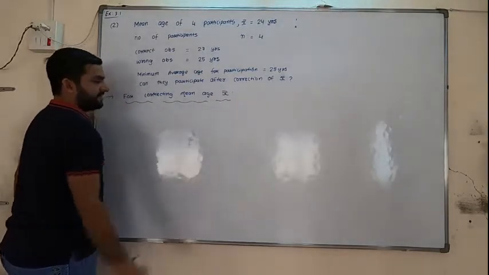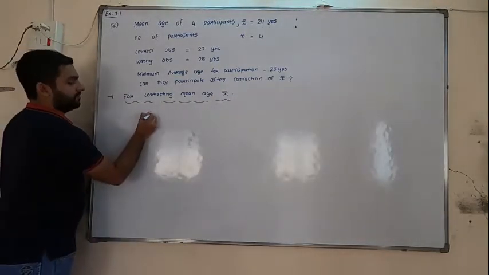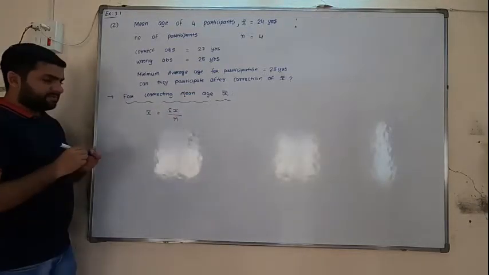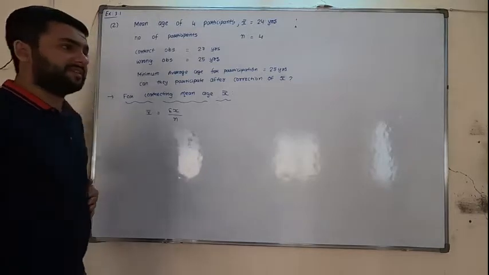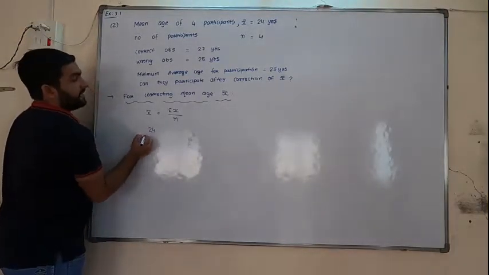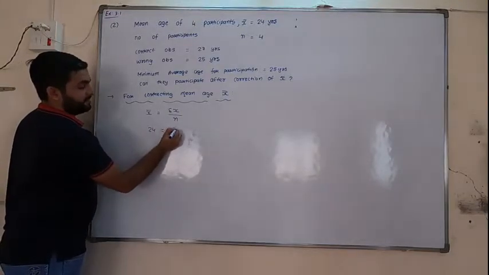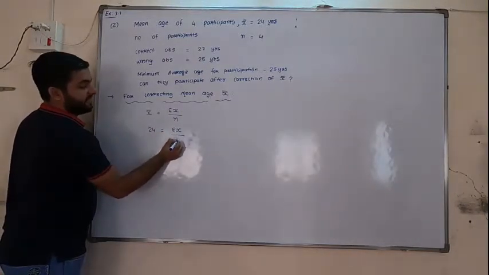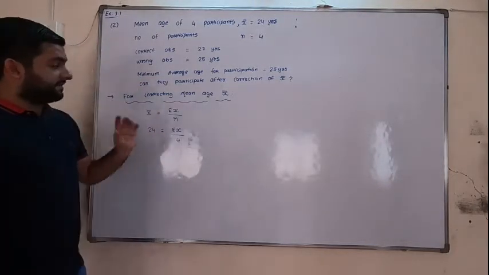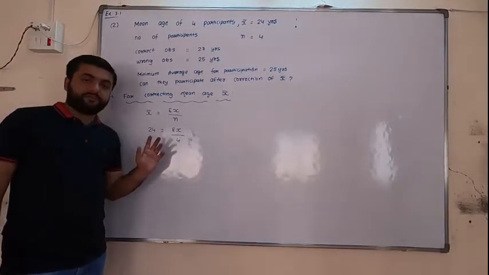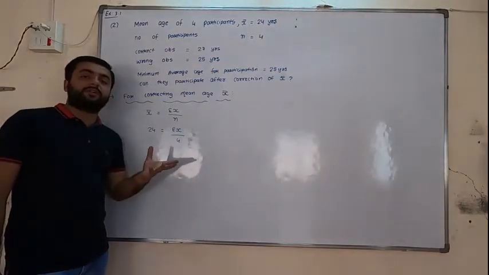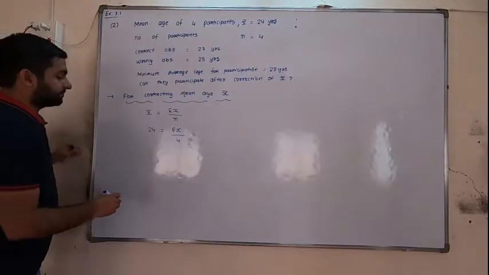For correcting mean age x bar, how will we do it? x bar is equal to sigma x upon n. Why am I using only sigma x upon n? Because frequency is not used here. x bar is 24, sigma x we will find, and n is 4. Why do we need to find sigma x? Because in the total of all the ages, one observation is wrongly taken. So we need the total again, then we can correct the total.